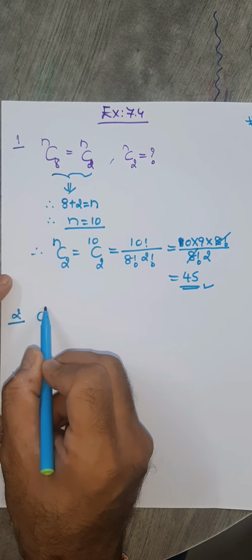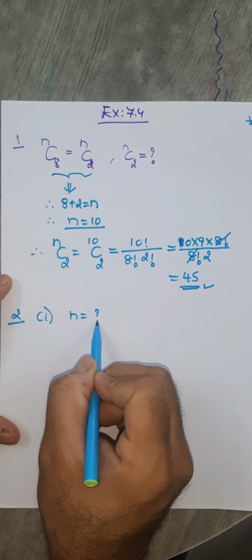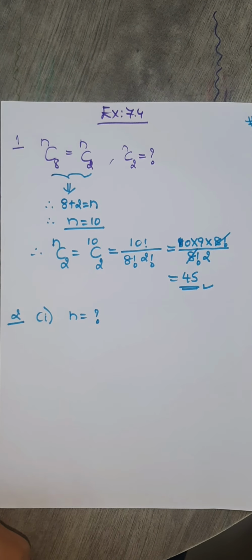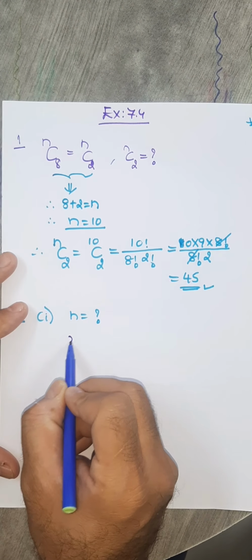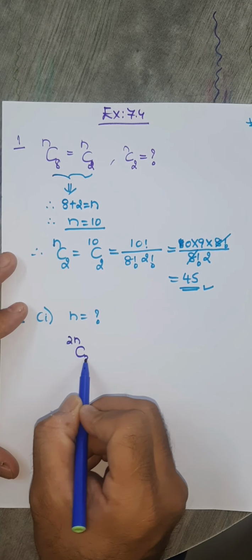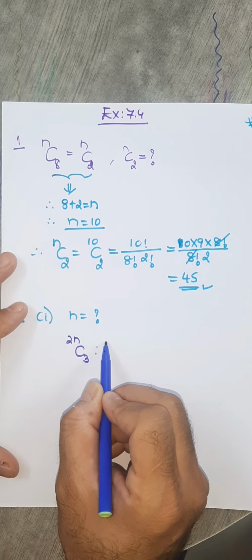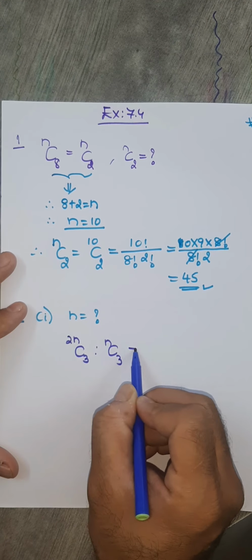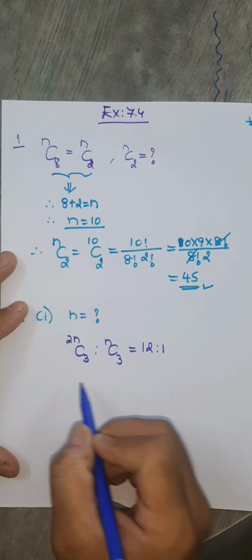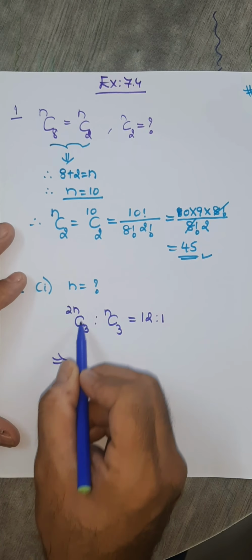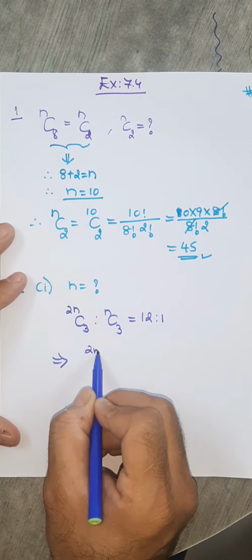Okay. Question number 2. Let's do the first one. The question is to get the value of n. You are going to find the value of small n. What's given to you? 2nC3 is to nC3 equals 12 is to 1. So we just express it in the form of a ratio. Write the formula for this.